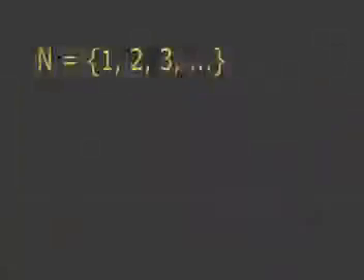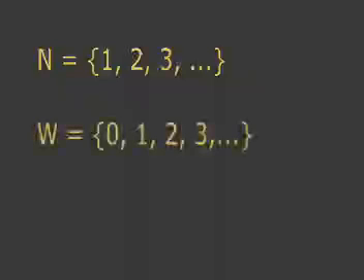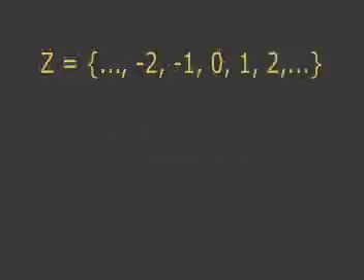Can you recall the different sets of numbers that we have discussed so far? The set of natural numbers includes all numbers greater than or equal to 1. The set of whole numbers includes 0 and all natural numbers. The set of integers includes negative numbers, 0, and positive numbers.